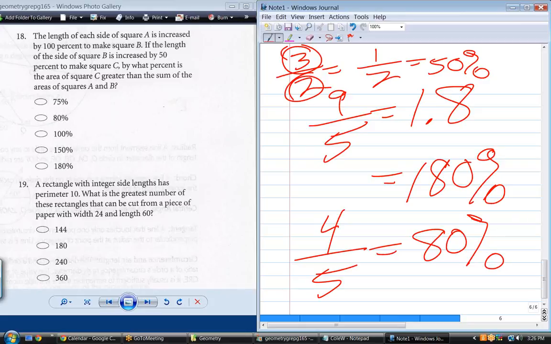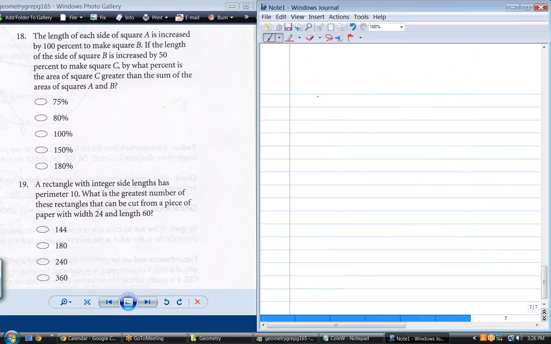But this is a very tricky part. It's not geometry as much as algebra, the trickiness of this question. And it's really a question of semantics. If I say, what have I done when I go from 3 to 9? Well, I've tripled it, but I haven't increased it by 300%. I've increased it to 300%. So the difference is in the words to and by.